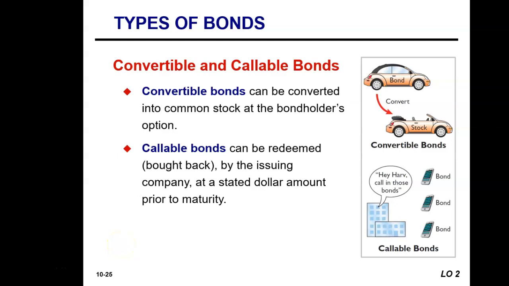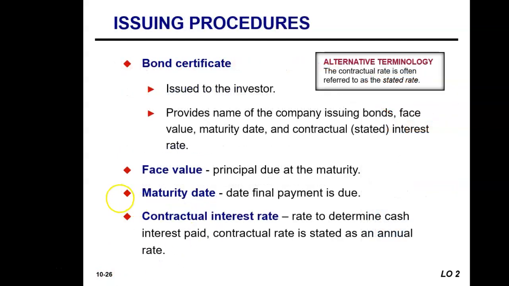Okay, so we have now switched from current liabilities to non-current liabilities. And first up, we're talking about the different types of bonds. We mentioned bonds can be secured or unsecured. You have what's called convertible bonds as well as callable bonds. So let's continue our discussion on different types of bonds.